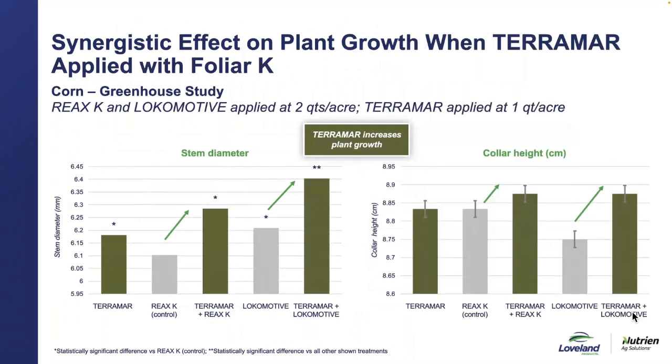Here's another example of using Terramar, as any grower may use Terramar in combination with other things in that tank mix. So here we're talking about potassium. And you can see earlier where we talked about that increased potassium uptake. Here we're using two potassium products, Reax K and Locomotive, alone or in combination with Terramar. And you can see for stem diameter and collar height, when we combine Terramar with these foliar potassium products, we get a better result, indicating better nutrient use efficiency with the Terramar technology.